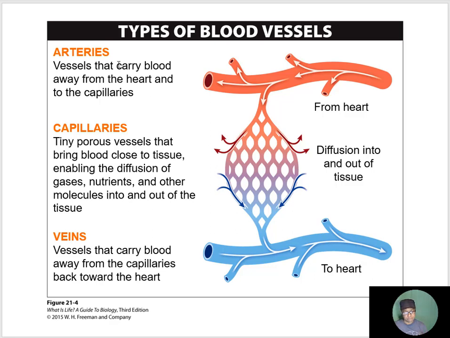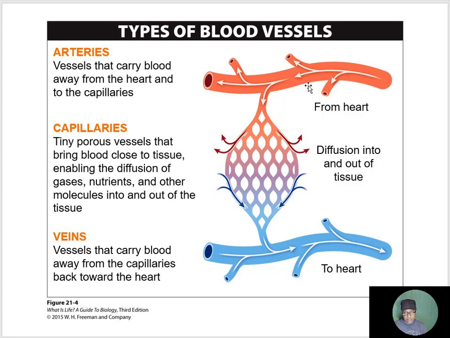So arteries. Arteries are vessels that carry blood away from the heart and to the capillaries. What are capillaries? Capillaries are these tiny porous vessels that bring blood close to the tissue, the cells, enabling the diffusion of gases, nutrients, and other molecules into and out of the tissue.